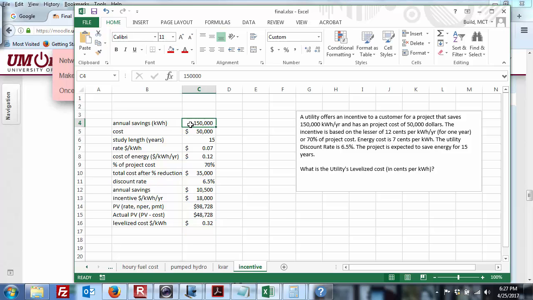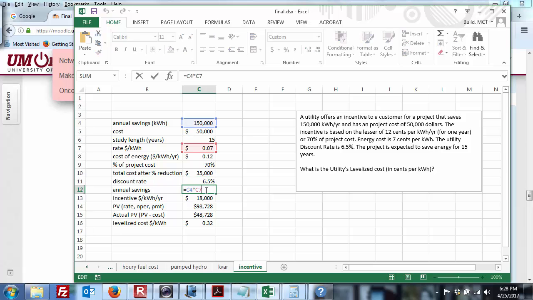So this next one is looking at levelized cost, and I started digging into it. There's kind of a lot going on here. So annual savings is 150,000 kilowatt hours. There's the cost. You're going to run it for 15 years. Energy is 7 cents per kilowatt hour. Incentive based on the lesser of 12 cents per kilowatt hour per year, or 70% of the cost, which would be $35,000. Utility discount rate is 6.5%.